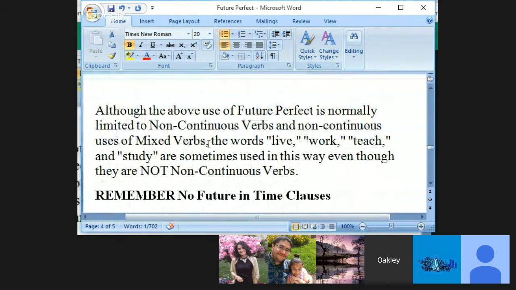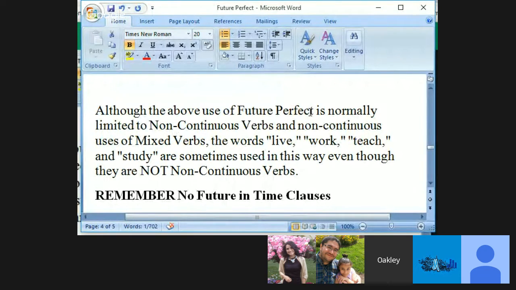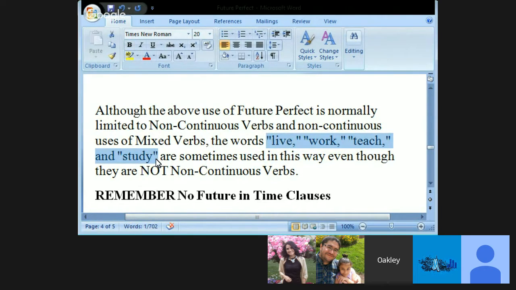Okay. A weird exception, or not really an exception. Actually, don't look at this as one more thing to learn. Actually, this is a good thing. One thing that makes it easier. Not just in future perfect or future perfect continuous, but all simple tenses as opposed to continuous tenses. There are some exception words. Live, work, teach, and study. I would actually put learn in here. I think learn can be added to this list.